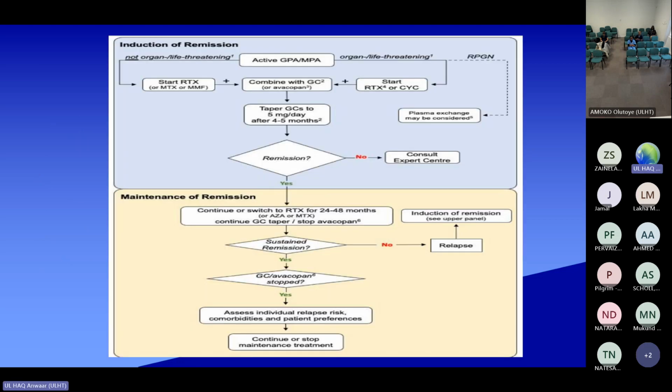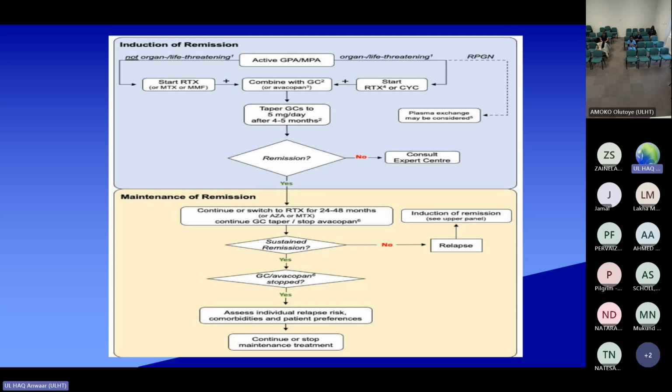These are the new European EULAR guidelines for treating active GPA and MPA. I mainly focused on ANCA-associated vasculitis because these are the most commonly requested blood investigations in this hospital, I have seen. The other one is GCA, which I can discuss also, but these are the most commonly requested.